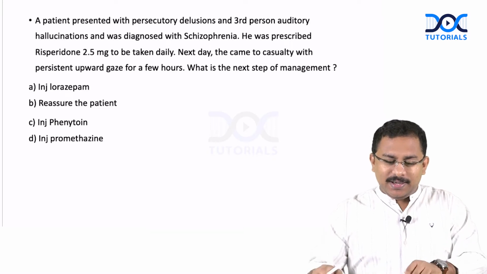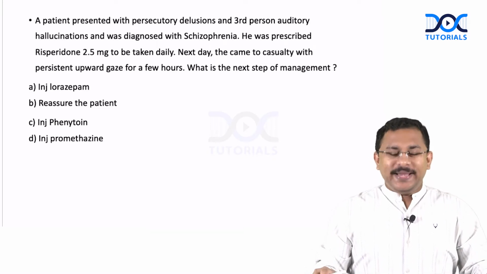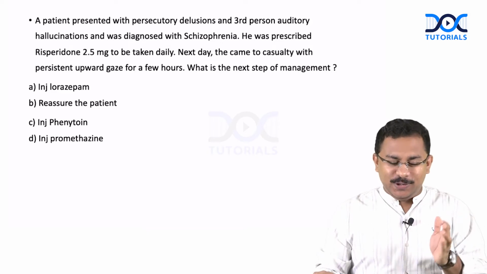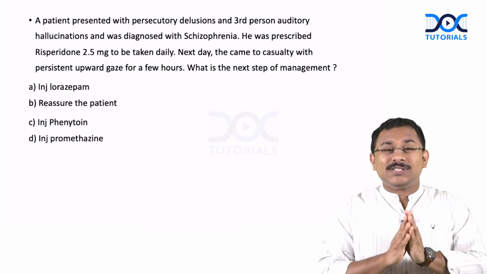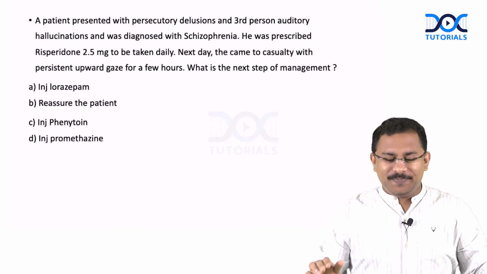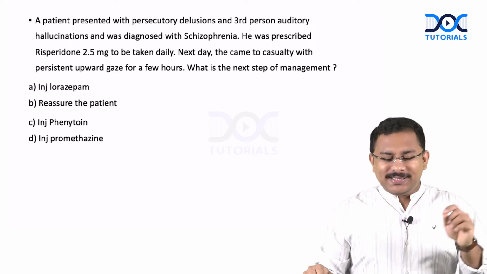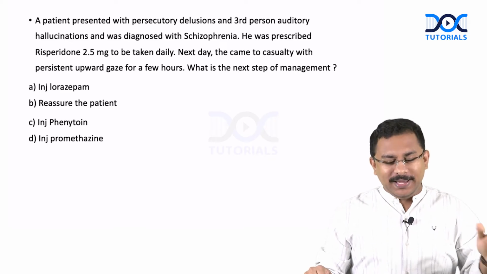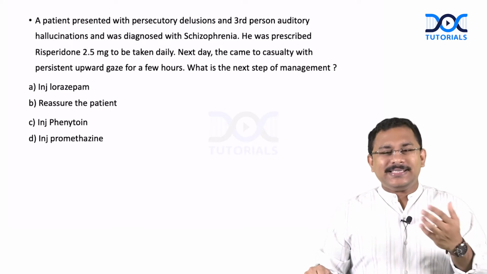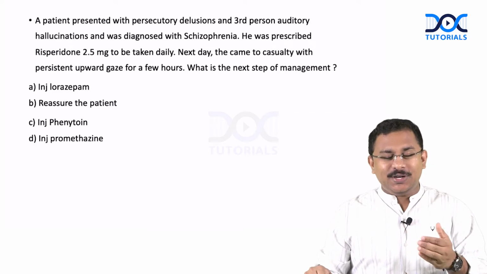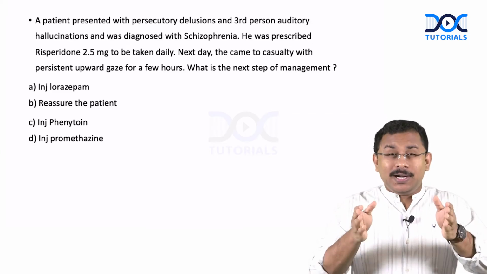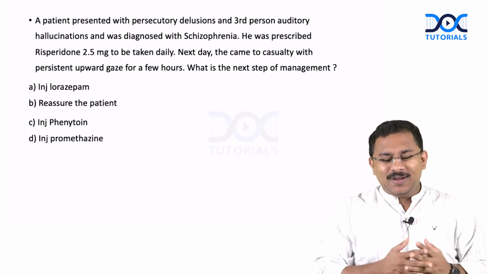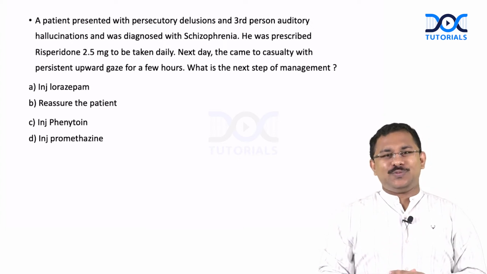Next question, again a very good question. A patient presented with persecutory delusions and third person auditory hallucinations, and he was diagnosed to have schizophrenia. The patient was prescribed risperidone 2.5 milligram to be taken daily, and next day this patient presented to the emergency with a persistent upward gaze for a few hours. What is the next step in management?